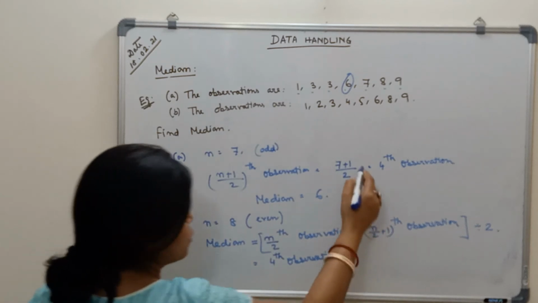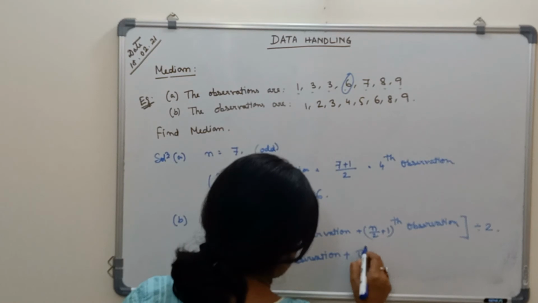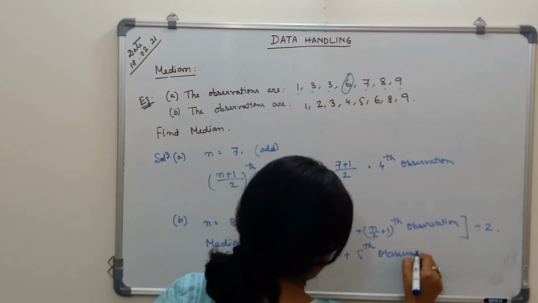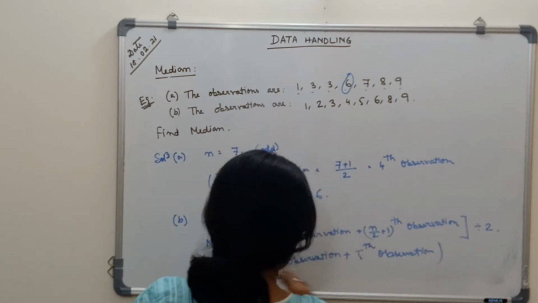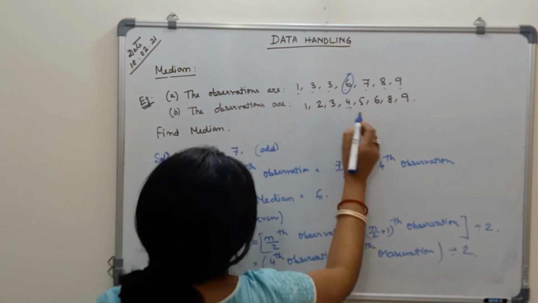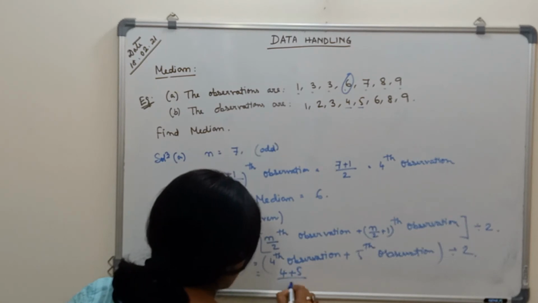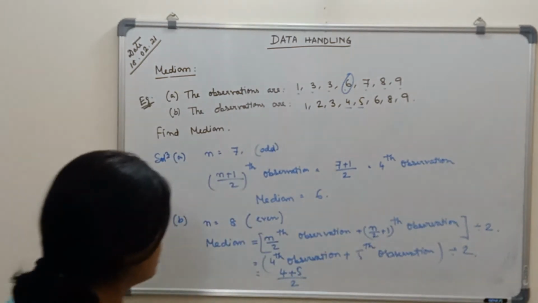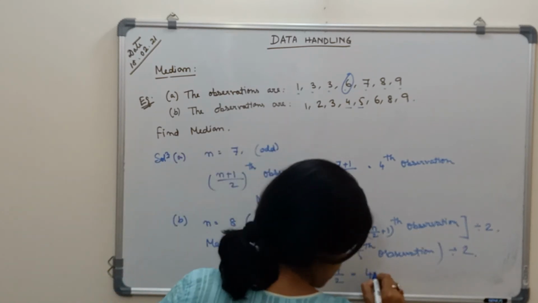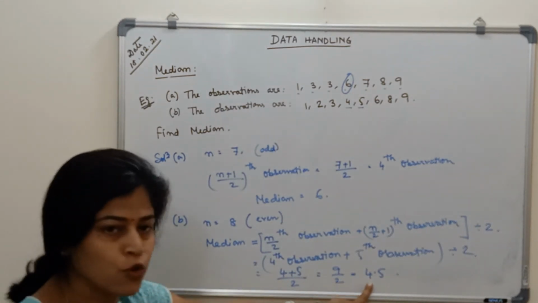The next one is n by 2 plus 1, 8 by 2 is 4, plus 1, the 5th observation, divided by 2. So what is my 4th observation? 1, 2, 3, 4. This is 4 and the 5th observation is 5. So that is 4 plus 5 by 2. 4 plus 5 is 9. That is 9 by 2, which is 4.5. So here the median is equal to 4.5.